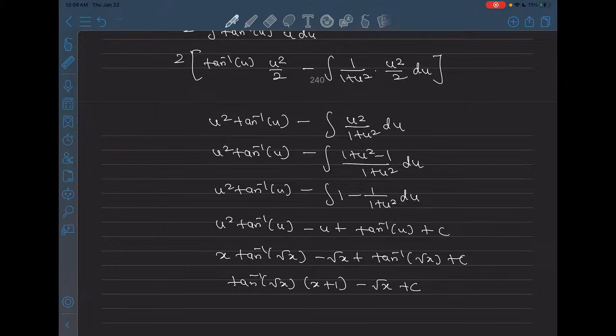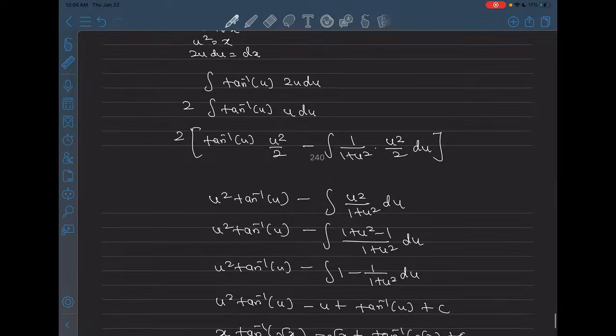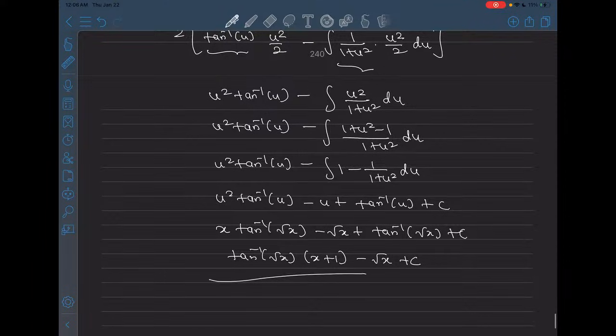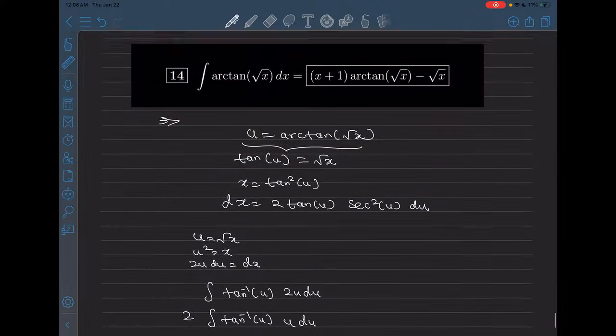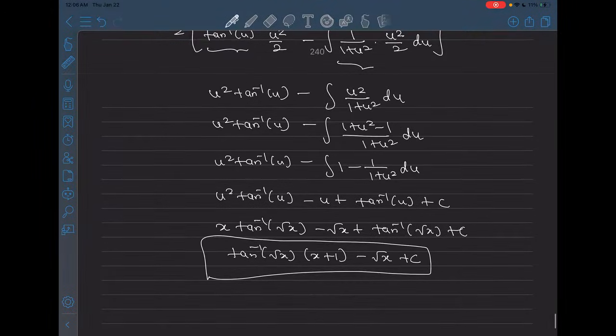Yes, exactly. Then we can try integration by parts and see if 2 appears. Yeah, if you just differentiate this, it simplifies, right? So yeah, that was a good idea. And then yeah, this is the answer now: tan inverse root x with x plus 1, minus root x.